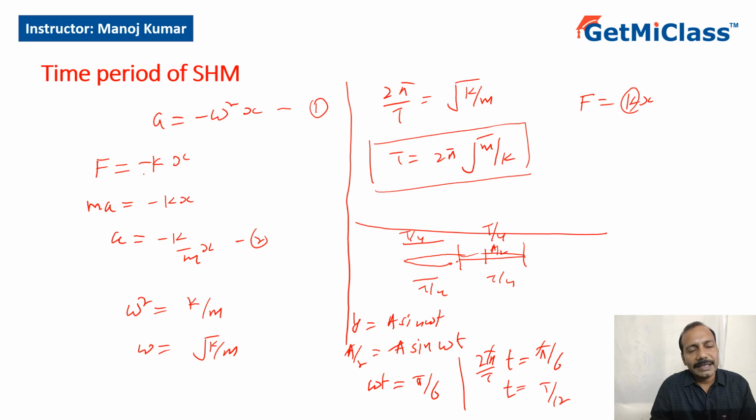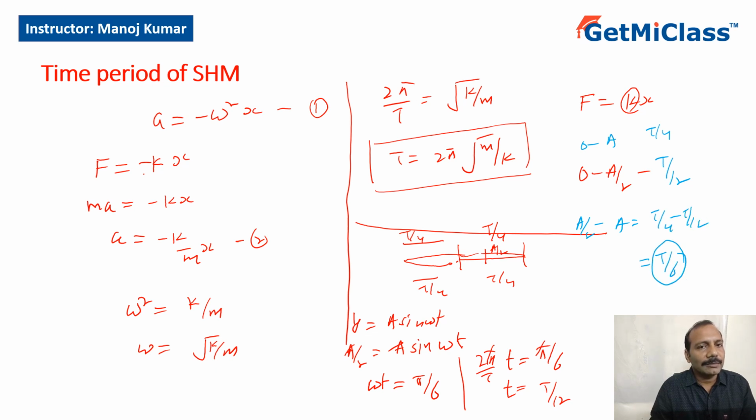That means time taken to go from mean position, 0 to a by 2, is T by 12. 0 to a is how much? T by 4. So a by 2 to a would be T by 4 minus T by 12, that is equal to T by 6. So if you can remember these things, these results will also be helpful for solving the questions.